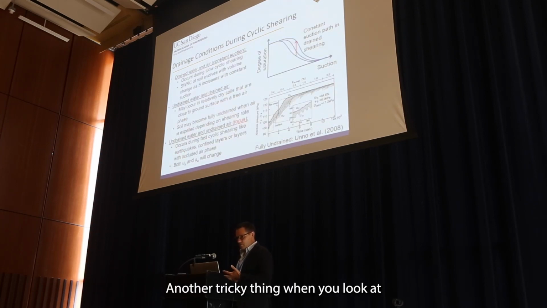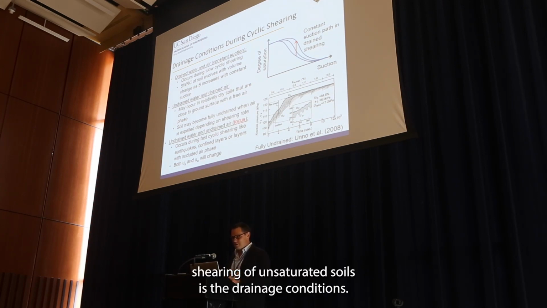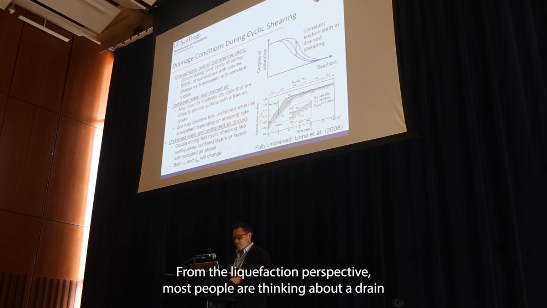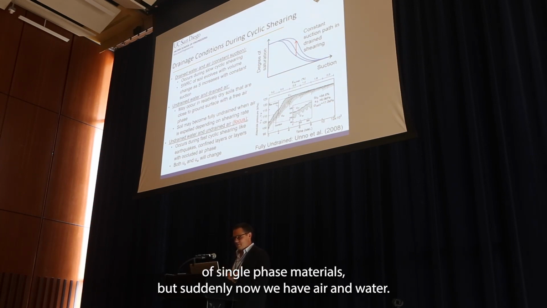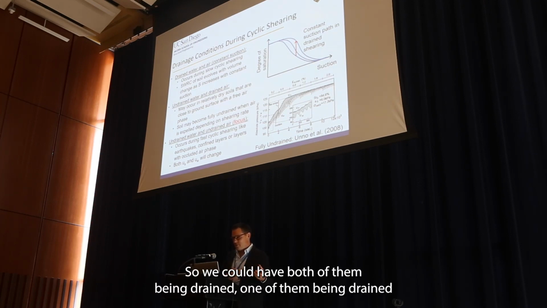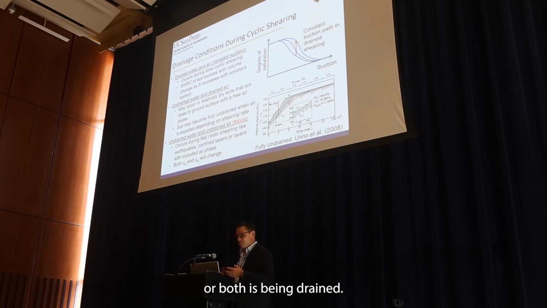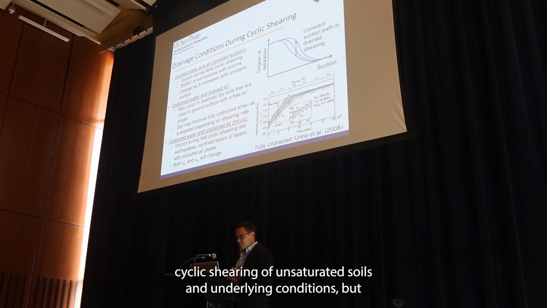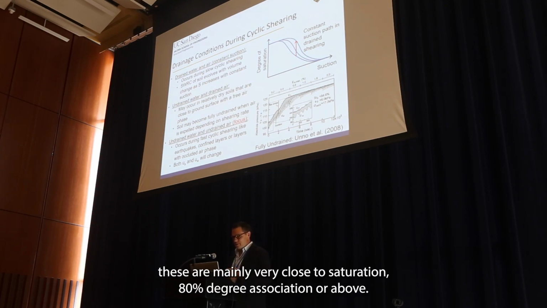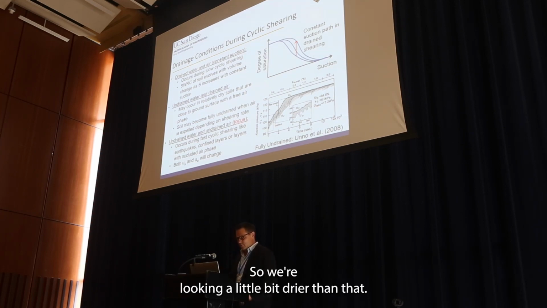Another tricky thing when you look at shearing of unsaturated soils is the drainage conditions. From the liquefaction perspective, most people are thinking about undrained single-phase materials, but suddenly now we have air and water. So we could have both of them being drained, one of them being drained, or both phases being undrained. And that's the focus of our study here. There have been some previous studies on cyclic shearing of unsaturated soils in undrained conditions, but these are mainly very close to saturation, 80% degree of saturation or above. So we're looking a little bit drier than that.